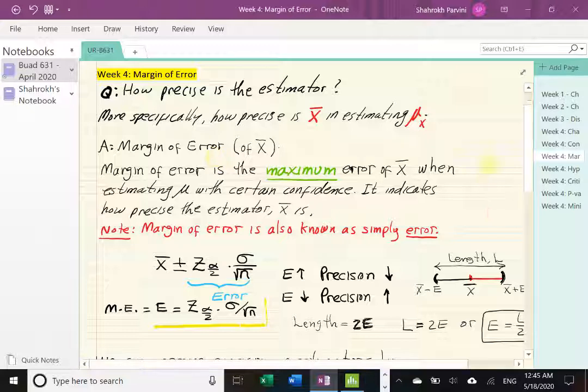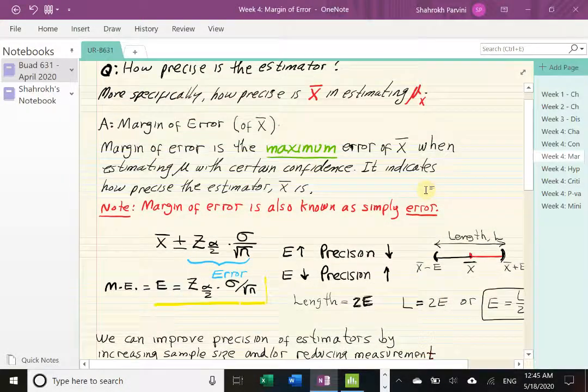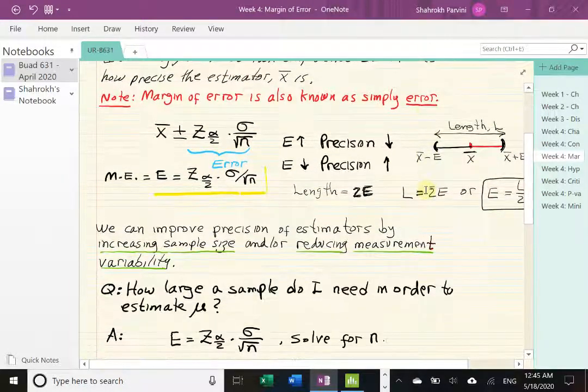Now, how do we actually find this margin of error? We can actually look at the formula for the confidence interval. The formula was X bar plus minus Z alpha over 2 times sigma over root n, and this part is what we call the margin of error. What's to the right of plus minus, that's the margin of error. So I went in and wrote it: ME, margin of error, is E equals Z alpha over 2 times sigma over root n.